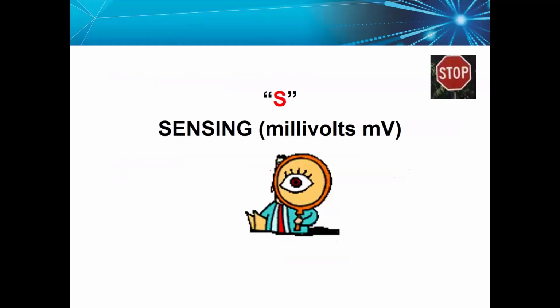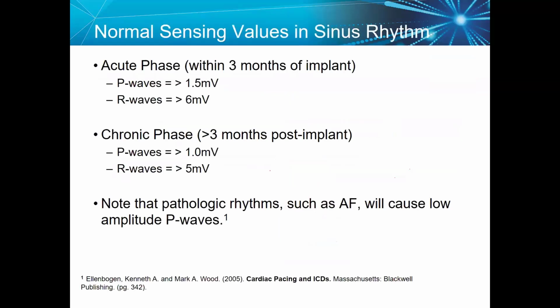We'll go to the next topic, the sensing. It will be sensed in millivolts. In the acute phase, within 3 months of implant, P wave is usually more than 1.5 millivolt and R wave more than 6 millivolt. These are normal parameters. In the chronic phase, after 3 months post implant, P wave is mostly more than 1 and R wave more than 5 millivolt.